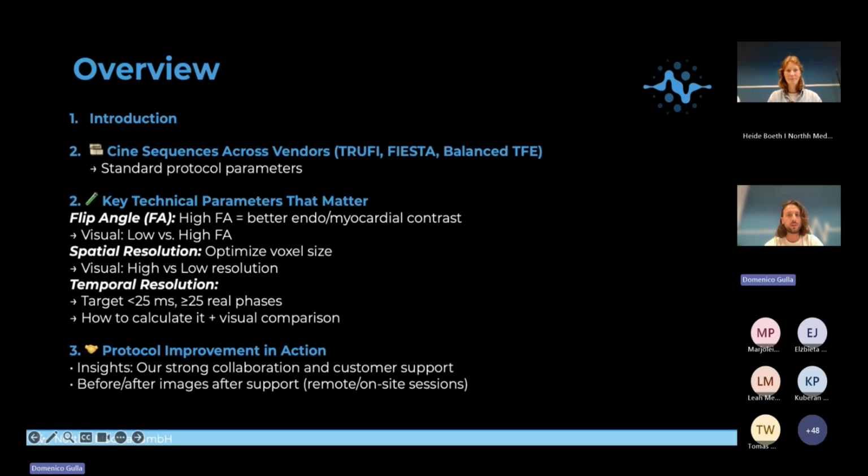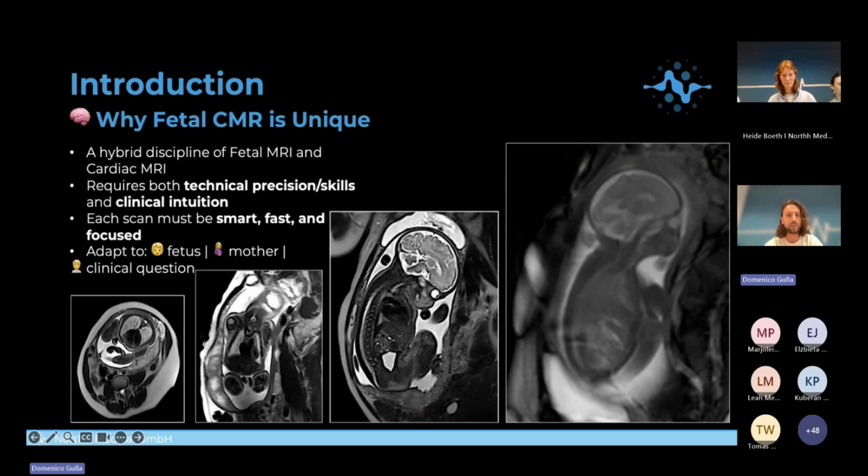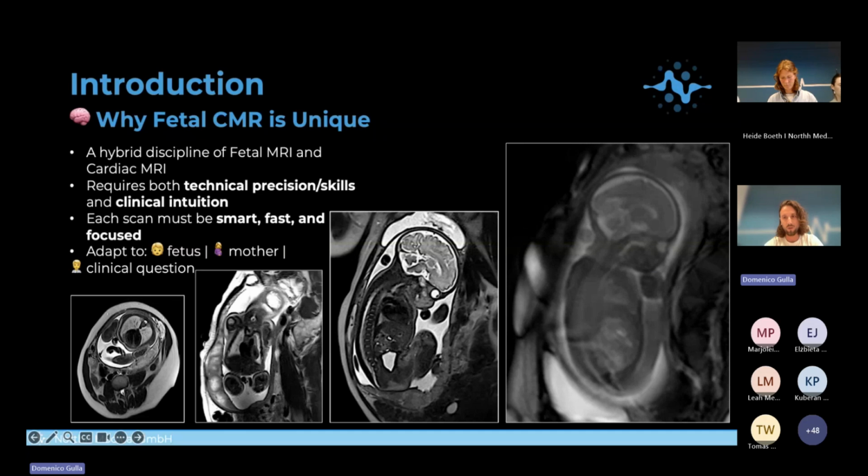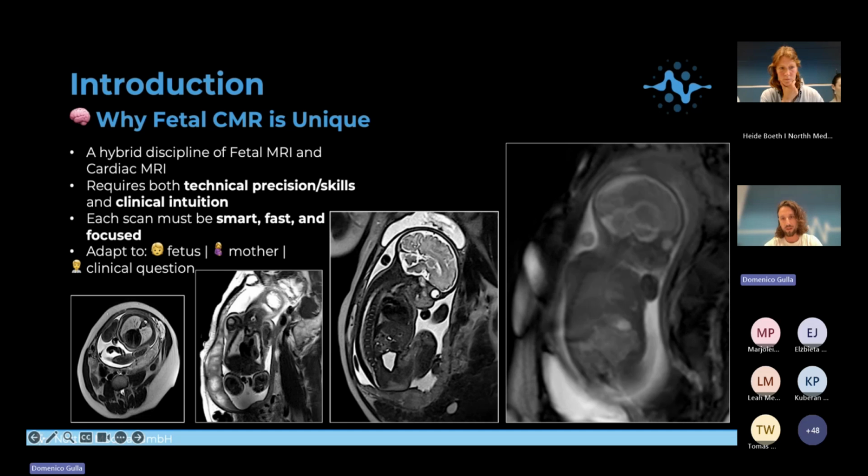Over the past 2 years of on-site, remote, and live demo support, one message I always try to share with both technologists and clinicians is this: fetal cardiac MRI is a hybrid method, a dynamic fusion of fetal MRI and cardiac MRI knowledge, requiring both technical precision and clinical intuition. It's not just about running a protocol, it's about being smart, fast, and focused, adapting to the needs of the fetus, the mother, and the clinical question. So that's why fetal cardiac MRI is unique.